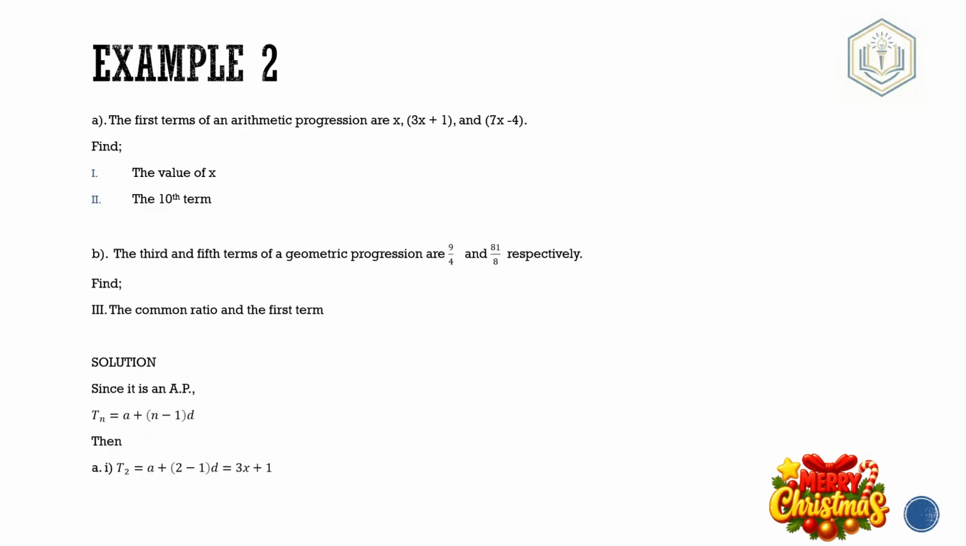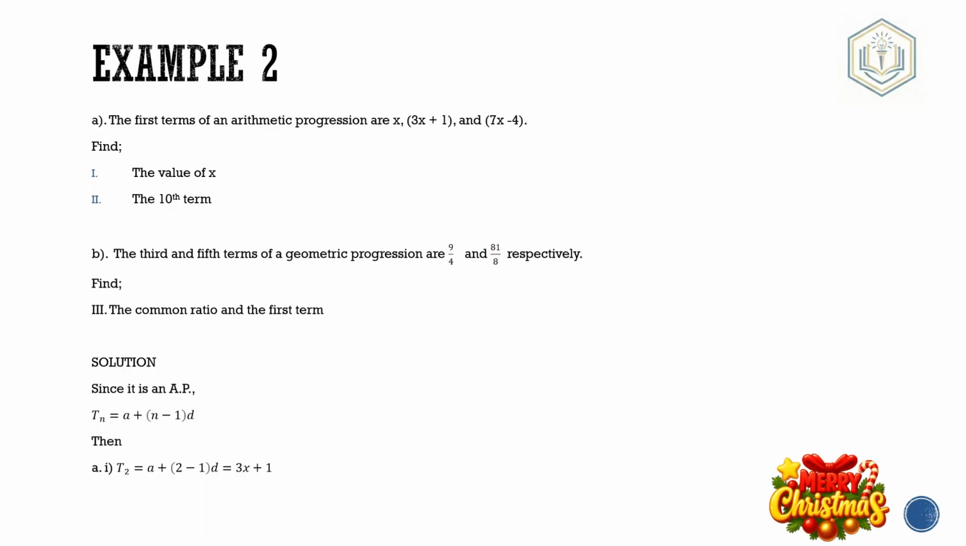The example 2, we have a question. It said the first terms of an arithmetic progression are x, and then we have, open bracket, 3x plus 1, that is the second term, and then the third term is 7x minus 4. We close the bracket. The question says, find 1, the value of x, 2, the 10th term. Then the B question again. It said the third and the fifth term of a geometric progression are 9 over 4 and 81 over 8 respectively. Find, number 3 question there, the common ratio and the first term.